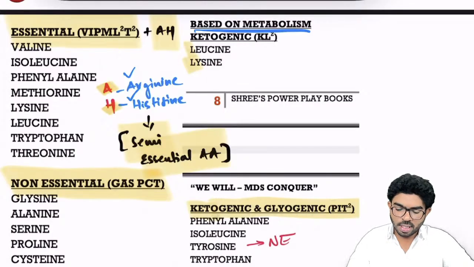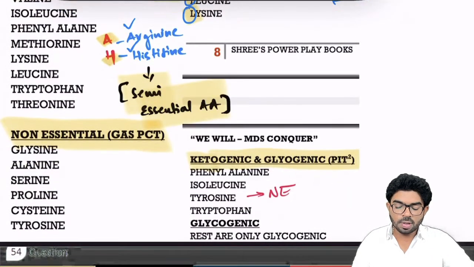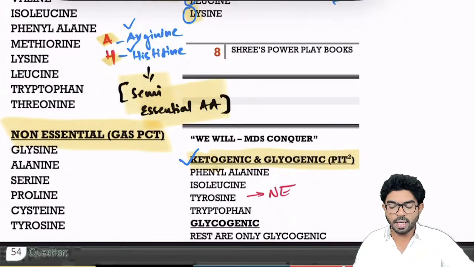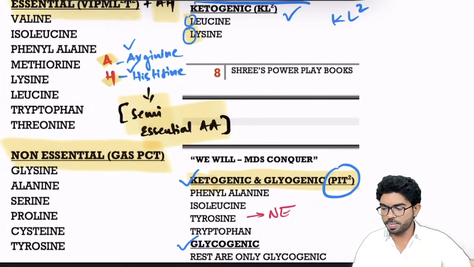One is ketogenic, that is your KL2, where L for leucine, L for lysine. The second one is both ketogenic and glucogenic, where the code is PITT. And the last one is glucogenic, the rest are. You can remember these two, and the leftover amino acids will come under glucogenic. So this is very, very important. KL2 and PITT, the code is. KL2 is very easy to remember. Ketogenic, both of them start with L, that is leucine and lysine. I hope this is done.